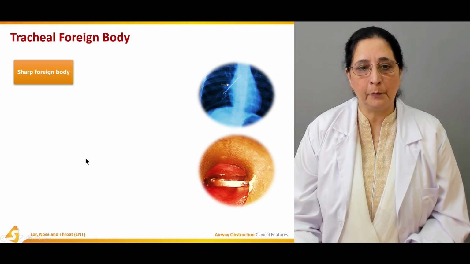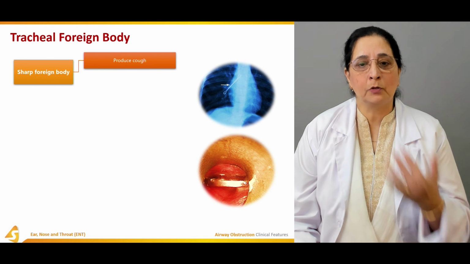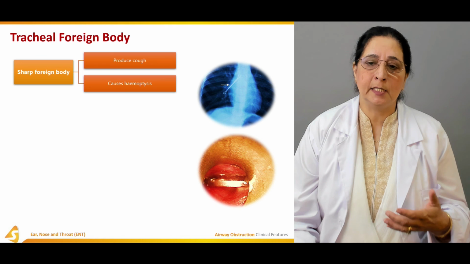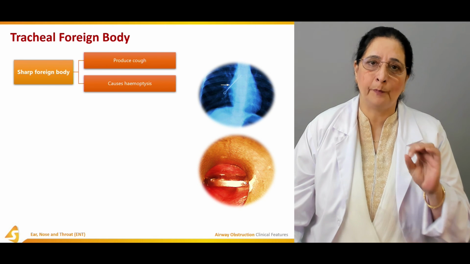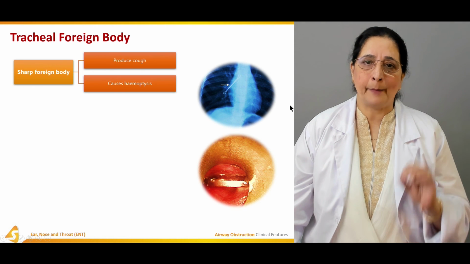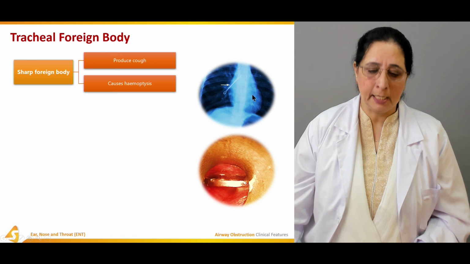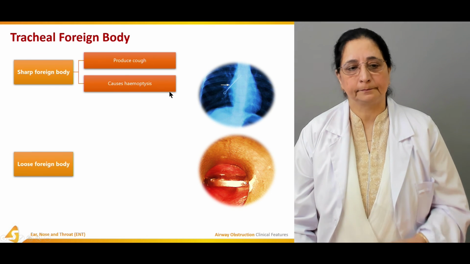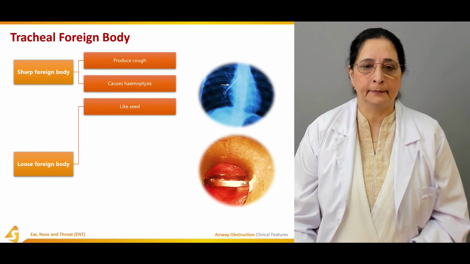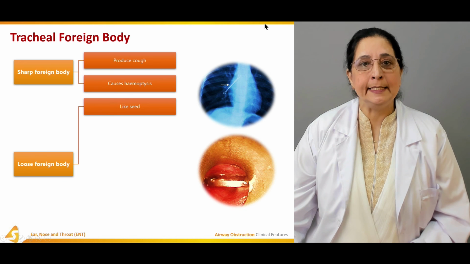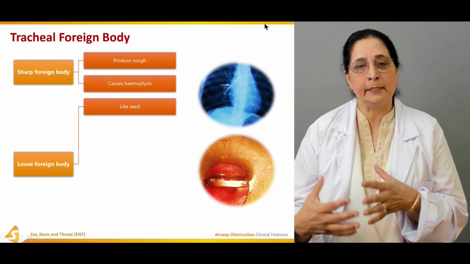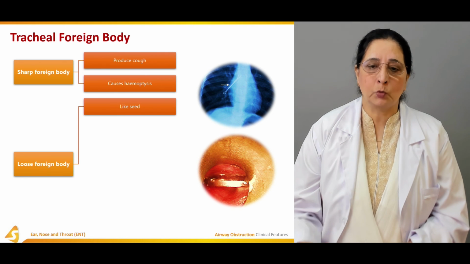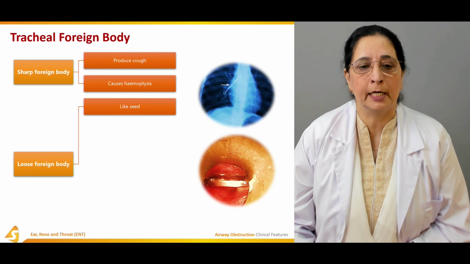So a sharp foreign body produces cough, and causes hemoptysis. There is blood in the sputum because the sharp object causes very rapid damage to the soft tissues. So it causes hemoptysis. Loose foreign body, like a seed. Again, this mechanism is the same as we talked about with the peanut. Seeds swell up and cause obstruction and congestion.